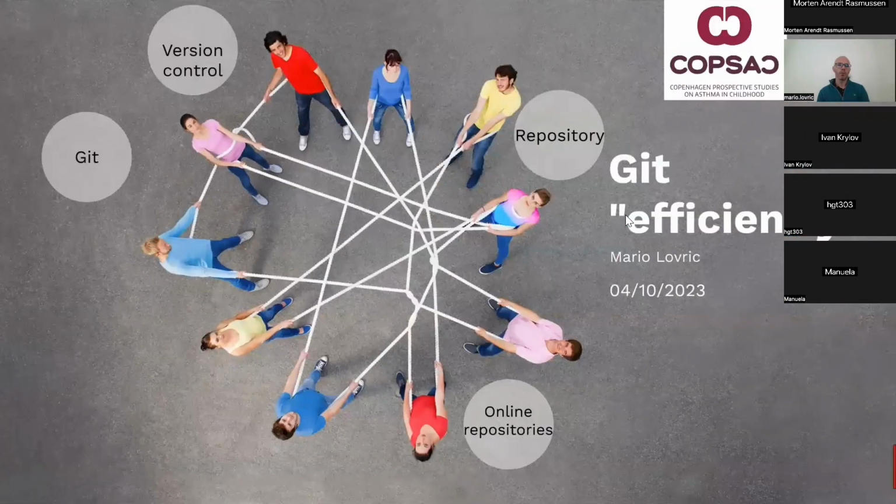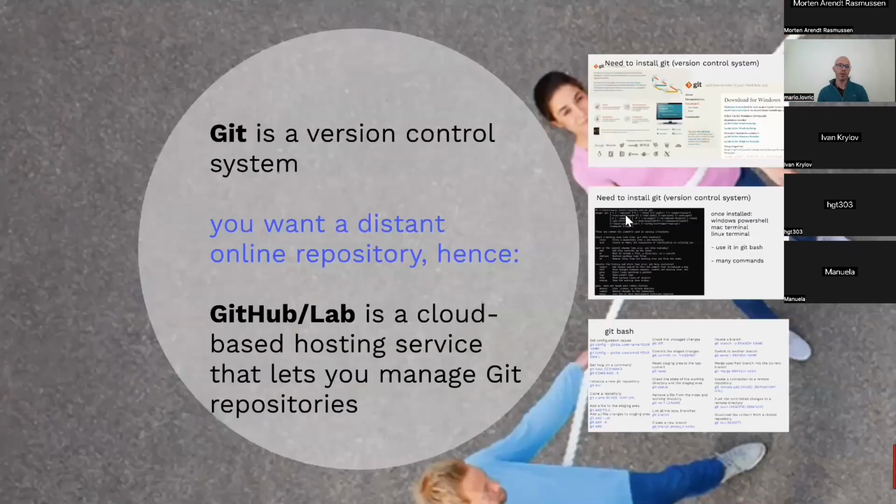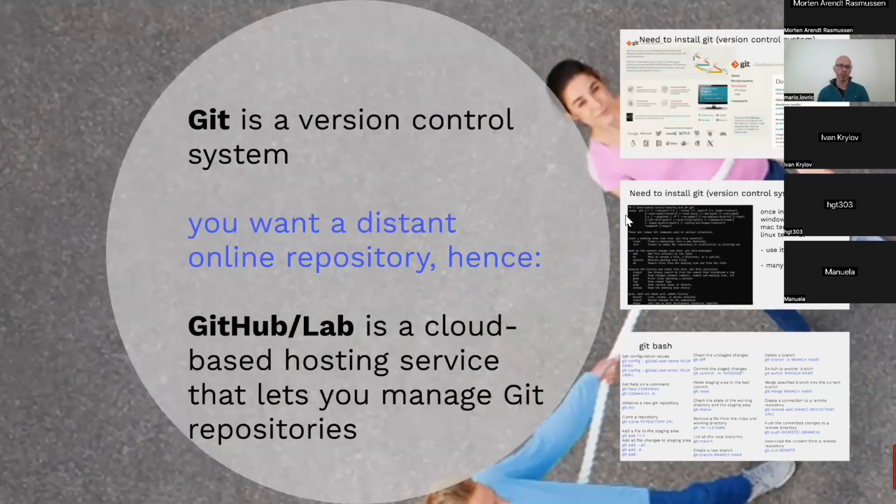Okay, so a frequent term used around Git is repositories. Sorry, let me first explain a bit more about Git and the other terms. Like I said, Git is a version control system. This is a system. It's software, but it's not a repository. But you may want a distant online repository. You're developing on your own laptop or your own server, but you want a repository where you can share your work either publicly or with colleagues, and hence you need online repositories.